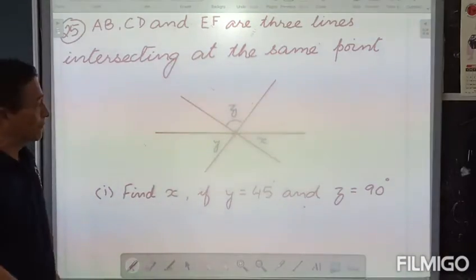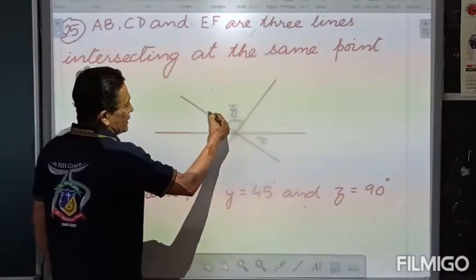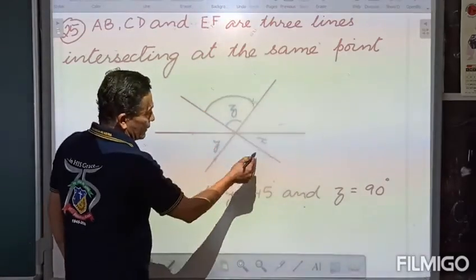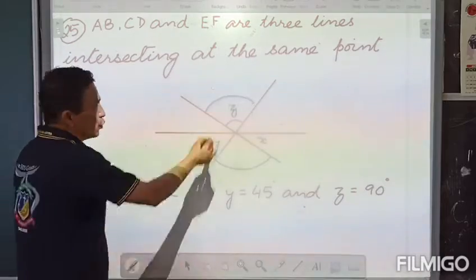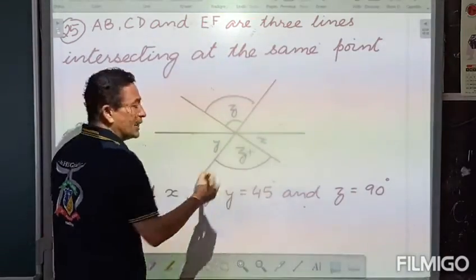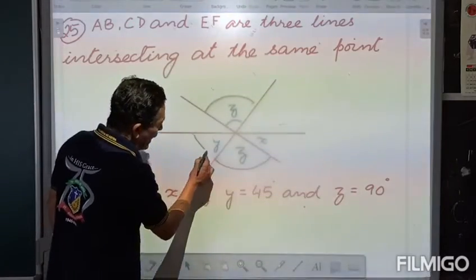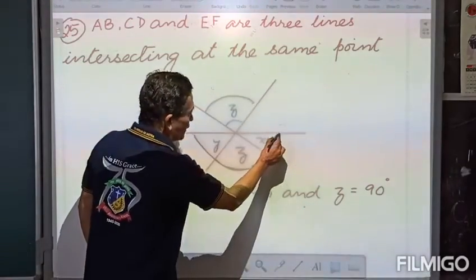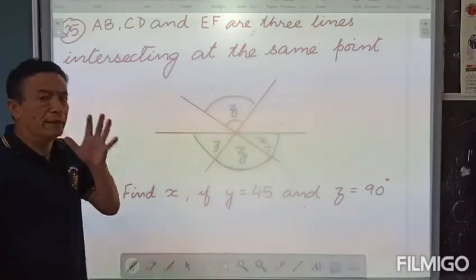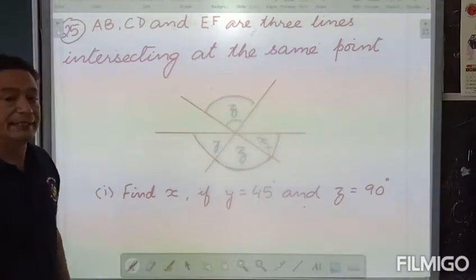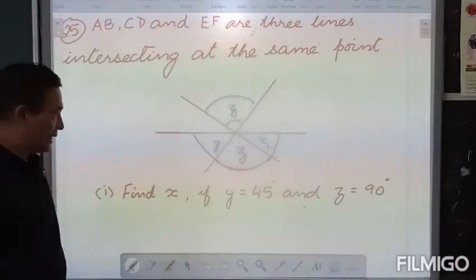Now, when I look at this diagram, I can see that this angle here and this angle here, they are vertically opposite angles. So I can consider this to be z, since they are supposed to be equal. And when I add all these three angles, since this is a straight line, these three angles will give me 180 degrees. So I can say that x plus y plus z is equal to 180 degrees.